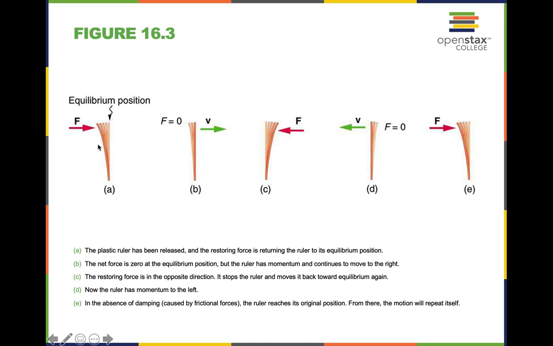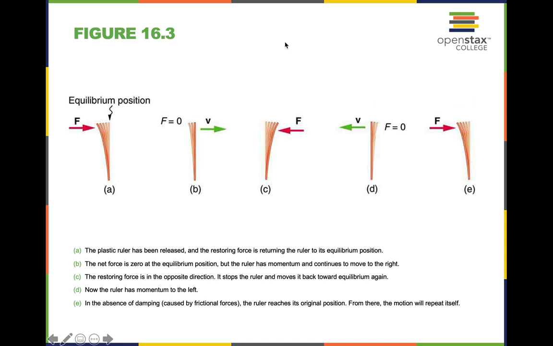So for A, you have the ruler being released. The restoring force is returning the ruler to its equilibrium position. For B, the net force is 0 at the equilibrium position, right there in the middle, but the ruler has momentum and continues to move right. For C, it's the same thing as A, but the restoring force brings it to a stop here, and then the force goes in the different direction. For D, it is much like B. You have a velocity going in the opposite direction with the force at the equilibrium being 0.